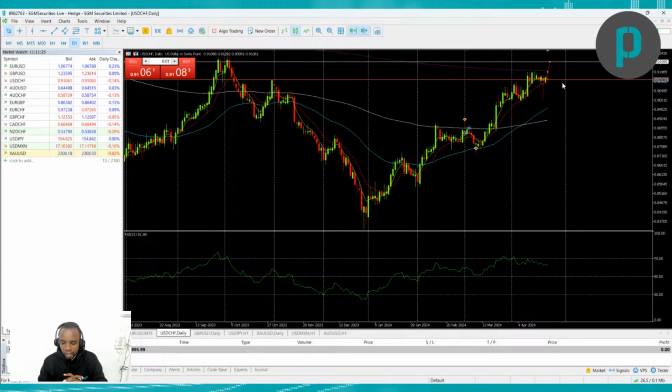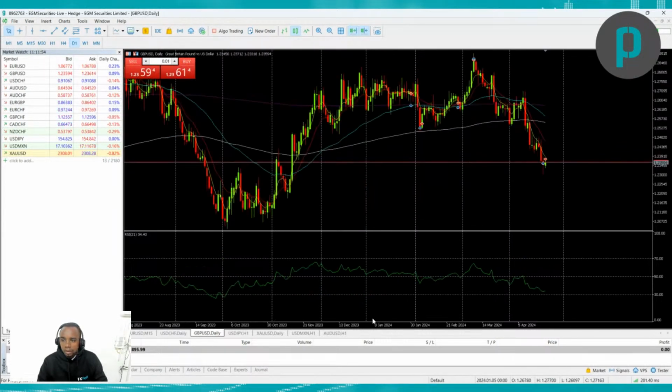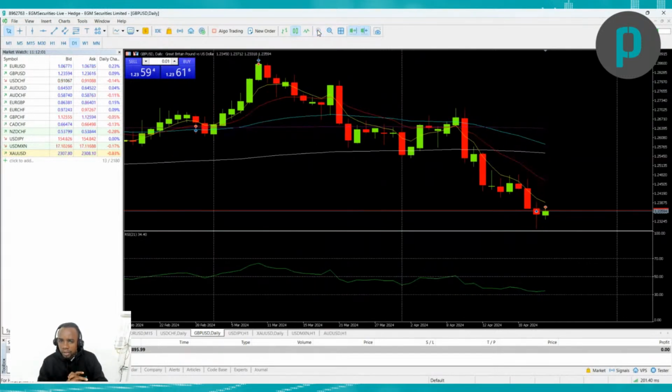And this could probably line up with the expectation that the Fed will be dropping the interest rate hikes. So we could see some volatility coming in as the dollar weakens. Okay, so let's have a look at GBP USD. So GBP USD is also presenting a great opportunity over here that we could be seeking.